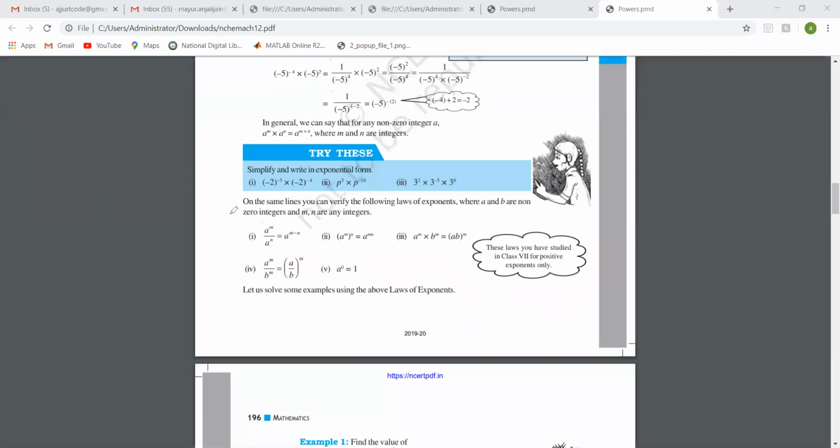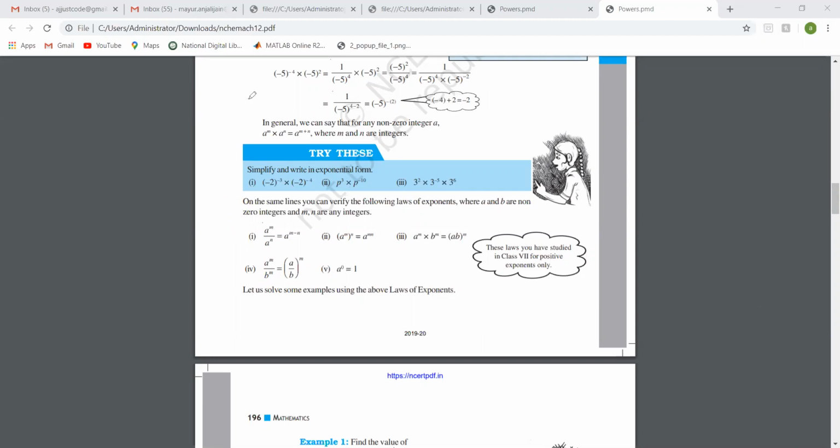Now see here the laws of exponents that are given here. You can see that a raised to the power m upon a raised to the power n is equal to a raised to the power m minus n. Then (a^m)^n is equal to a raised to the power mn. Then a raised to the power m into b raised to the power m is equal to (ab) raised to the power m. Then a raised to the power m upon b raised to the power m is equal to (a/b) raised to the power m. And the fifth is a raised to the power 0 is equal to 1. Clear? So these are the 5 laws that you have seen in this class and studied in class 7 also. Now after this, you will see your example 1.